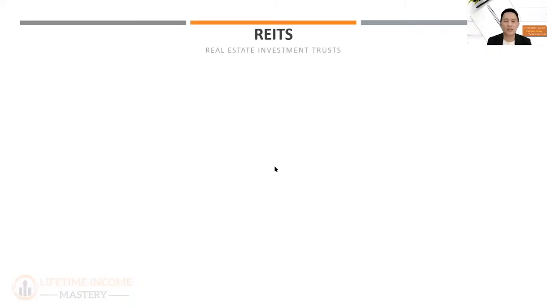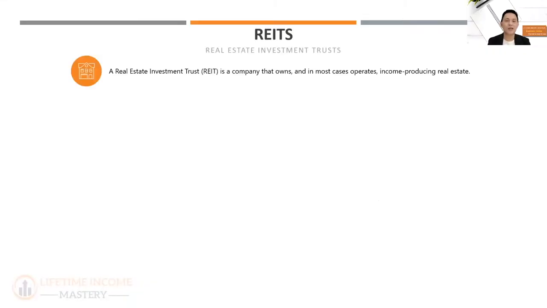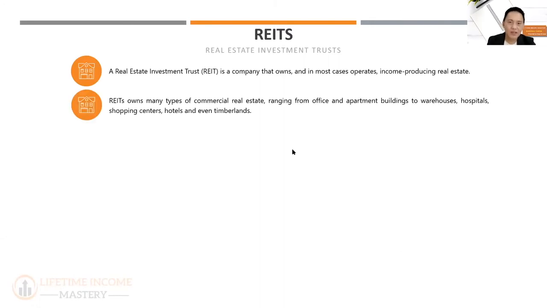What actually is a REIT? A REIT is a real estate investment trust. When you talk about a trust, there is always a fund manager, and in a REIT's case, we call it a REIT manager. And when there's a trust, there's always a trustee. So this is how a REIT structure works.